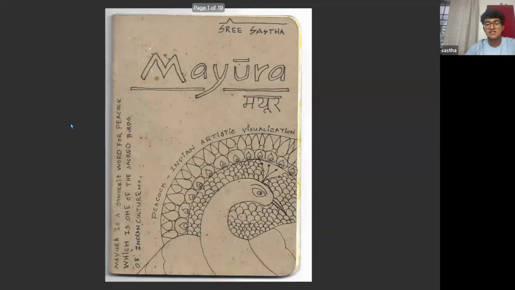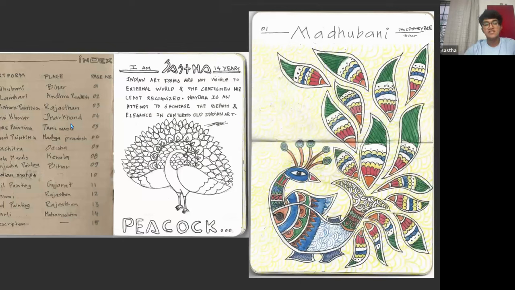Yes, so this is the book, which is the digital copy. I named this book Mayura because it depicts only peacocks in the Indian style, in various Indian art forms. Mayura is the Sanskrit word for peacock. This is the index where I've depicted all the 13 art forms along with the descriptions for each of them.